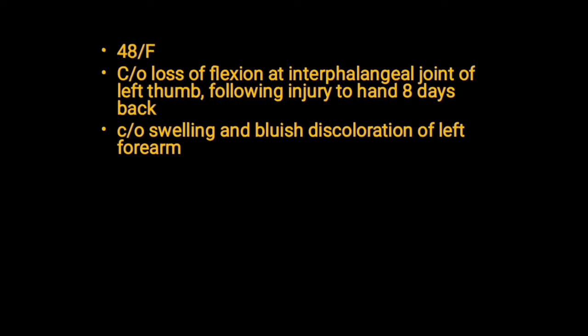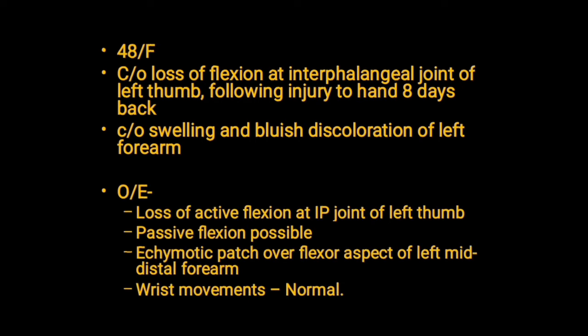A 48-year-old female presented with complaints of loss of flexion at interphalangeal joint of left thumb. She gave history of injury to her hand about 8 days back following a quarrel with her neighbor. There was also swelling and bluish discoloration of the left forearm.